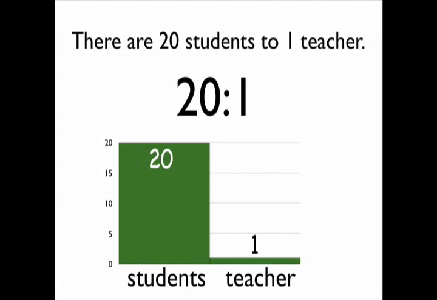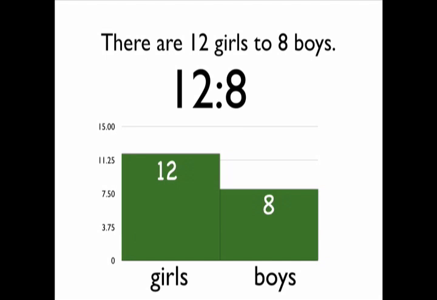This bar graph represents the students to teacher ratio. On the left, a bar of length 20 represents students, and on the right, a bar of length 1 represents the teacher. In this class, there are also 12 girls to 8 boys for a total of 20 students. The ratio is 12 to 8. The bar on the left represents the 12 girls. The bar on the right represents the 8 boys.